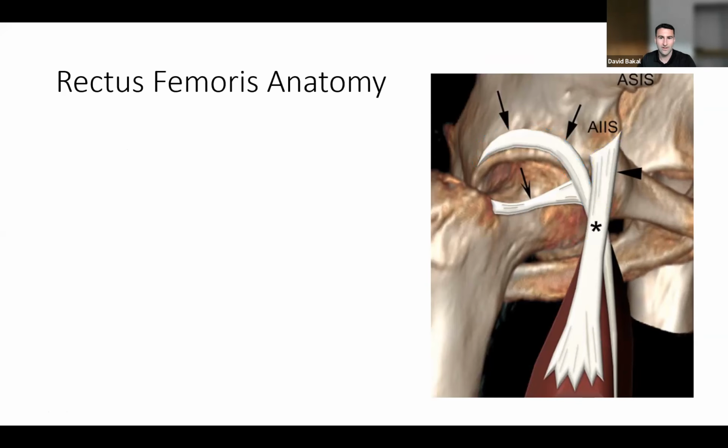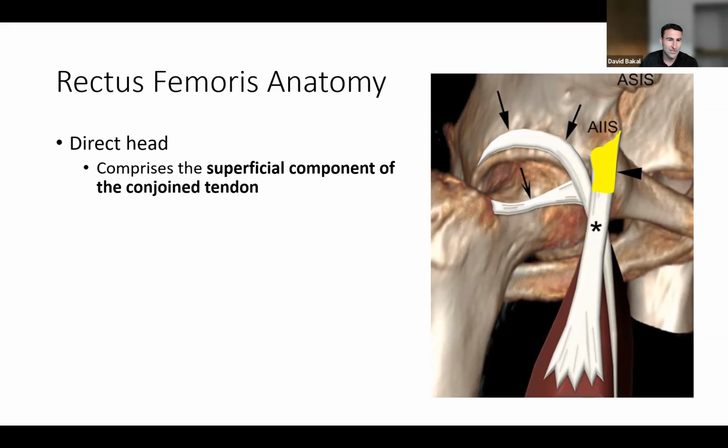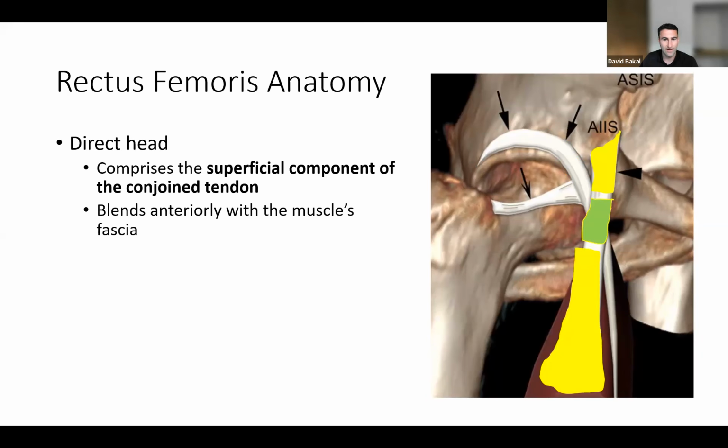And to go a little bit more in depth, we said that the direct head originates from the AIIS. It actually comprises the superficial component of that conjoint tendon. So again, the fibers of the direct head are really more the superficial part of the conjoint tendon. And then they blend anteriorly with the muscle's fascia as they travel a bit distally. So you can follow its course, the yellow portion and the superficial part of the green spot there.